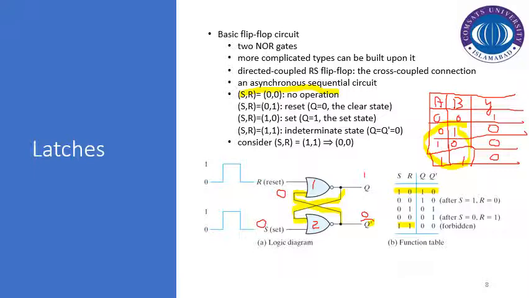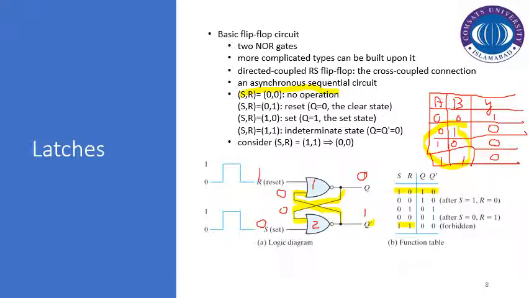R is defined as high. So in that particular case, the first NOR gate produces 0. This 0 is fed back to the second NOR gate, and the second NOR gate produces 1.